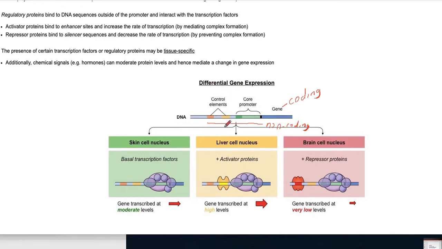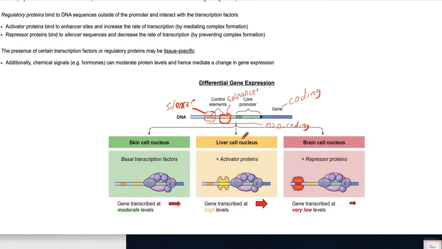Now, within the control elements, within the DNA, you can have regions called silencer regions, or regions called enhancer regions. This one here in pink is what we call a silencer region. And I'll tell you why it's called a silencer region in just a moment. And here in yellow, we have what we call the enhancer region. Both the silencer and the enhancer regions are collectively called control elements, and they happen to be outside the promoter region within the non-coding region of DNA. Okay, so let's look at what happens now.